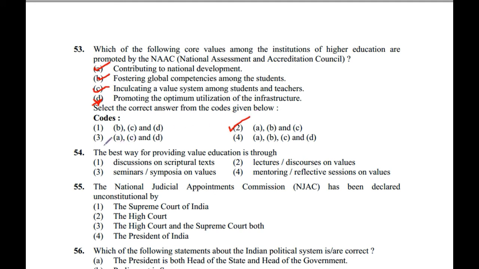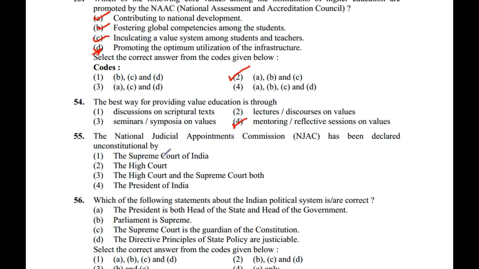Now question number 54. The best way for providing value education is through discussions on scriptural texts, lectures, discourses on values, seminars, symposia on values, mentoring, and reflective sessions on the values. So the fourth one is the correct option. The National Judicial Appointments Commission (NJAC) has been declared unconstitutional by the Supreme Court of India. So the first one is the correct answer.